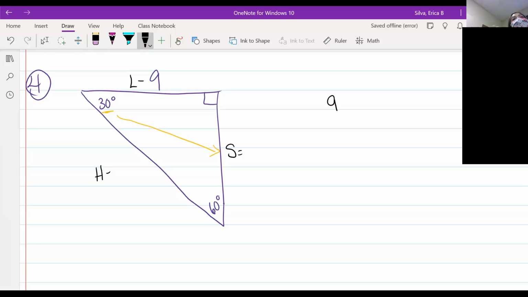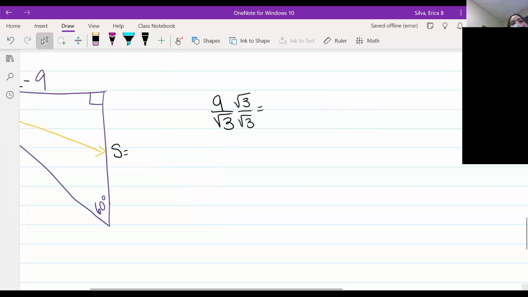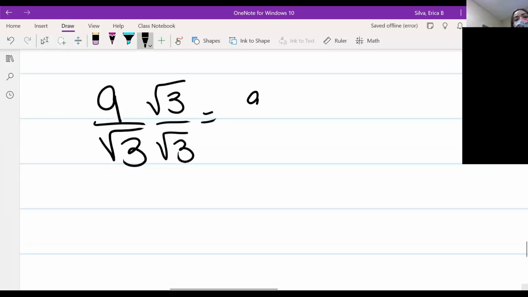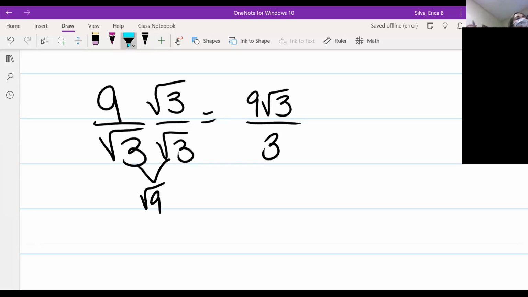We want to find the small side. So what do we do to the long side? Yes, divided by what? Yes, square root of 3. So we want to rationalize that denominator, which means we multiply the numerator and the denominator by the square root of 3. We get 9 square root of 3 divided by, remember this is the square root of 9, which gives us 3. And then we simplify. What can we divide here? 9 and 3, which gives us 3. So we're left with 3 square root of 3.